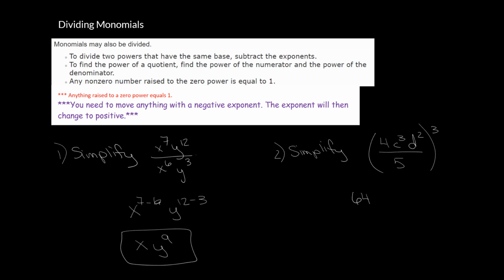Remember, we multiply powers of powers. So c, 3 times 3, is c to the 9th. And then d squared cubed would be 2 times 3, so d to the 6th, over 5 times 5 times 5, because 5 cubed would be 125. Now, once you do that, you look and see if there's anything that can be simplified. In this case, there's not, so that is our final answer.